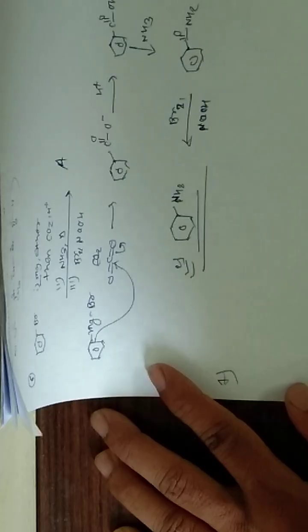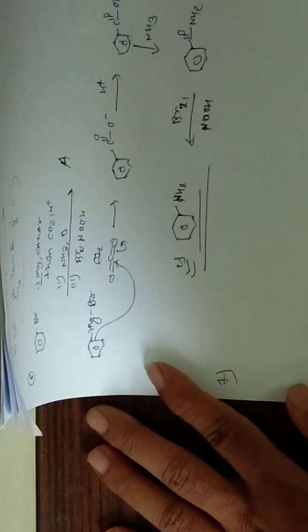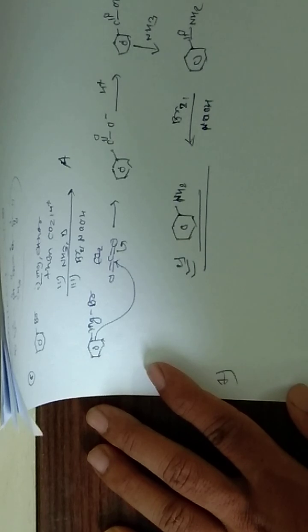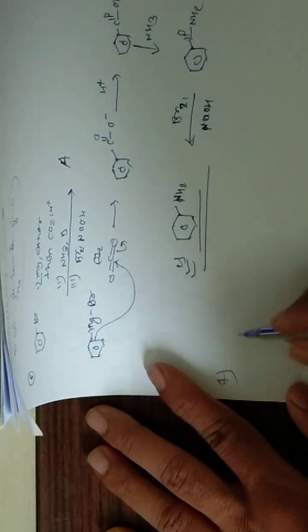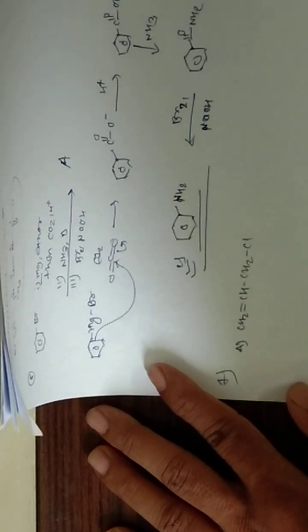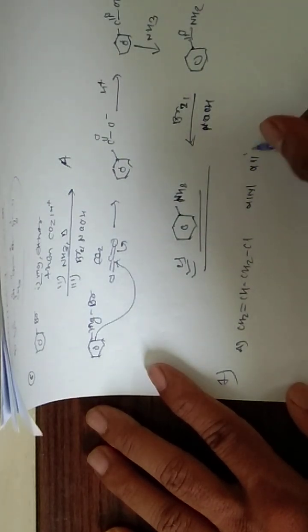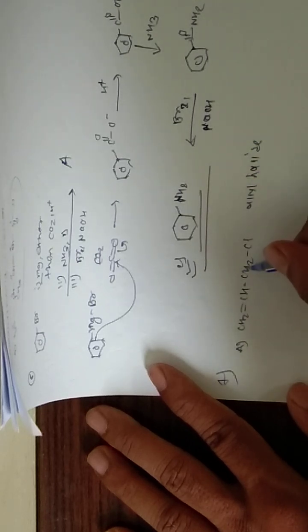Now the next question. Given below are two statements. One is labeled as assertion A and the other is labeled as reason R. So here assertion A is CH2 double bond CH, CH2Cl is an example of allyl halide. Is this the example of allyl halide? Is this correct or not? So here the chlorine atom is attached to the allylic carbon.